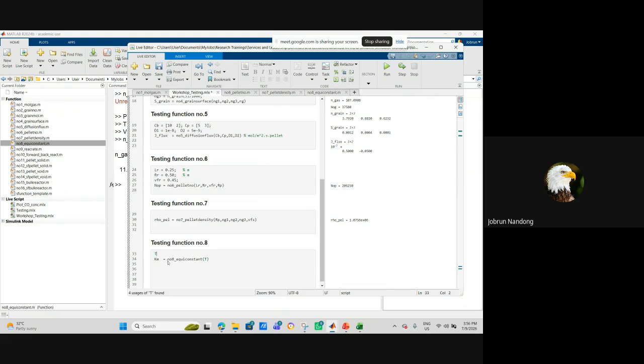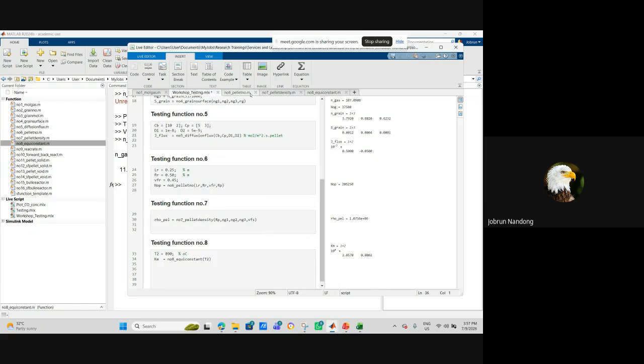You can type T2, for example, right? T2 equal to 890 degrees Celsius, for example. Okay. So now we need to change this one to T2. Let's change this one. And we can run that, produce a value there. So that is the equilibrium constant. No red means good news. Okay, no type errors. So function number 8, then we can move on to testing function number 9.